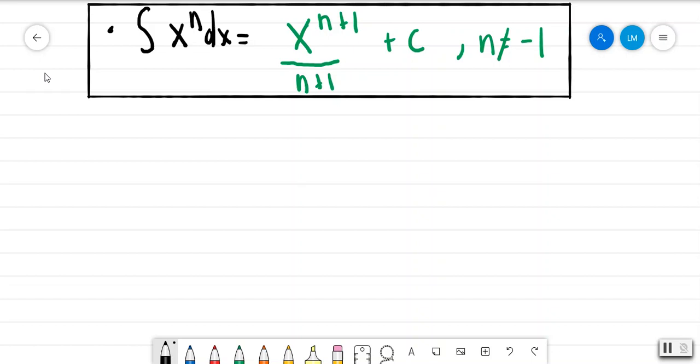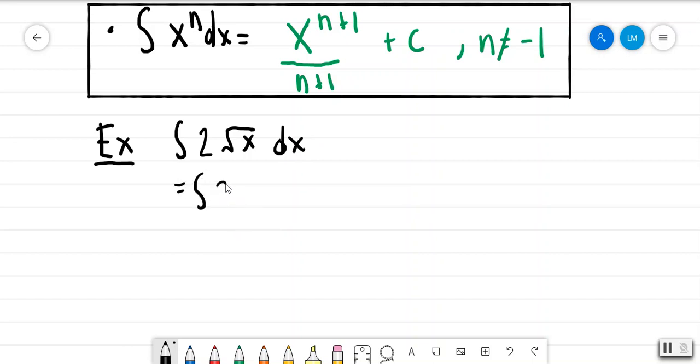Let's do an example. Let's say we want to find the antiderivative of 2 times the square root of x dx. This is the same as 2 multiplied by x to the 1/2 dx. When we solve this, it's 2 multiplied by x to the 3/2, because 1/2 plus 1 is 3/2, and then you're dividing by 3/2, and then plus c.